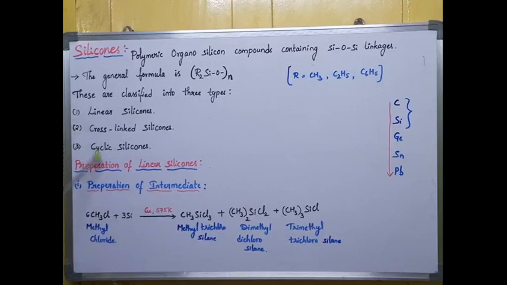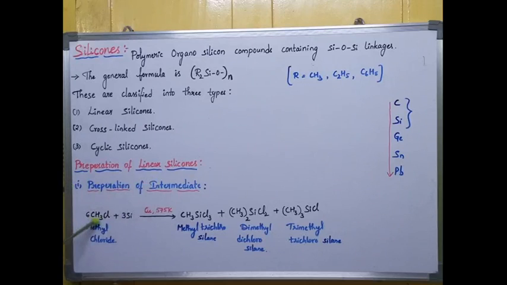Let us see the preparation of the silicones. Preparation of silicones always involves three main steps. First one is preparation of intermediate, second one is hydrolysis of the intermediate, third one is polymerization. Let us see the preparation of linear silicones first. Here linear silicones also involve these three steps. First one is preparation of intermediate.